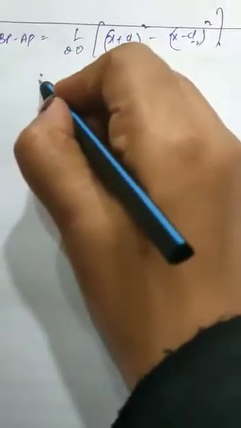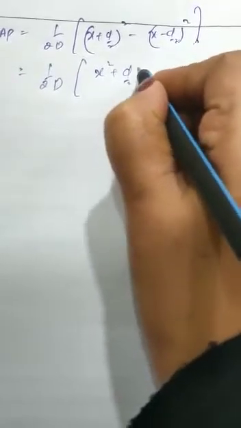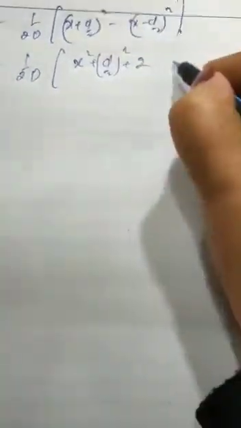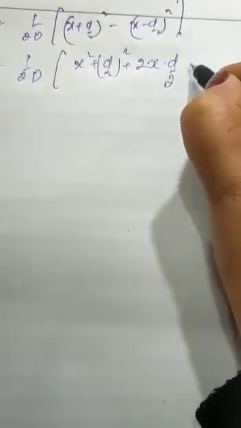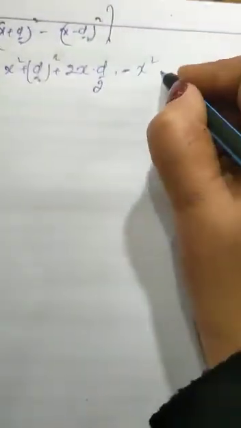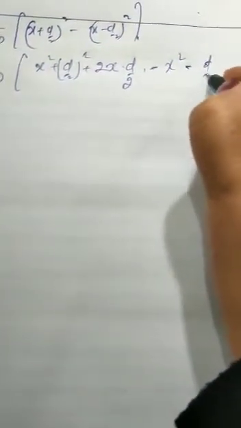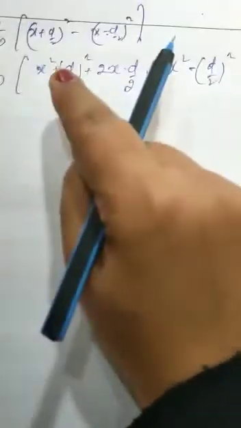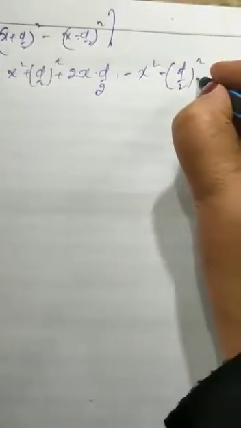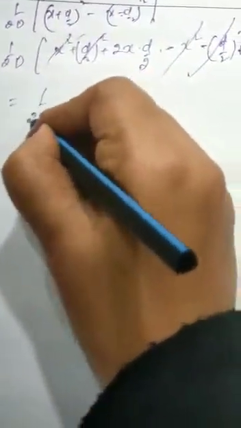If we open it, we will be having 1 by 2D. This is x square plus d by 2 whole square plus 2x into d by 2, that is 2ab. Okay, so minus, this is x square plus d by 2, that will become minus because there is minus outside the bracket. This is minus d by 2 whole square, and this minus 2ab will become plus 2ab. So that will be plus 2x into d by 2. So these two terms will be cancelled out, and we are left with 1 by 2D.